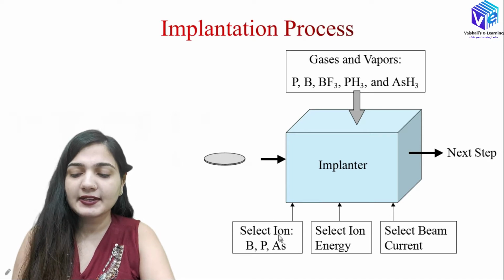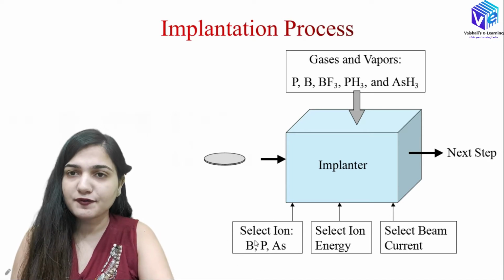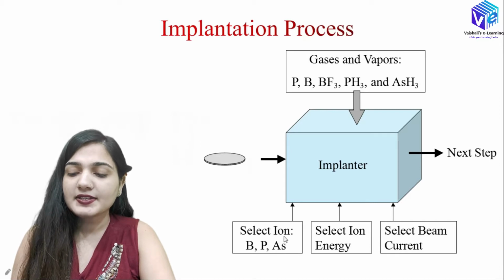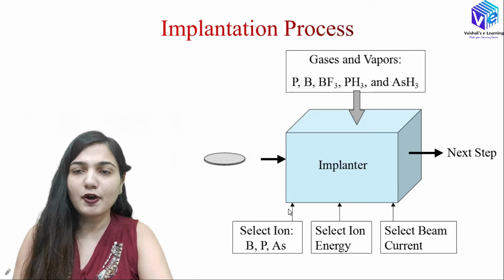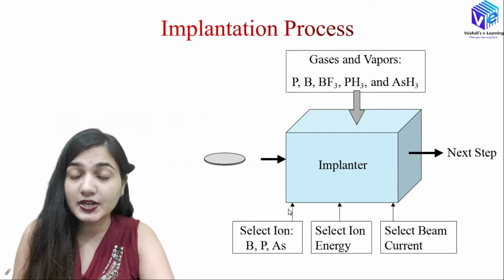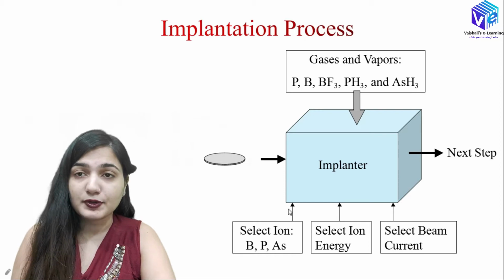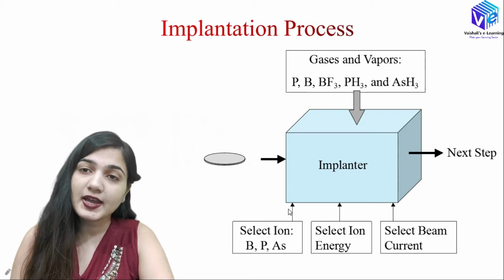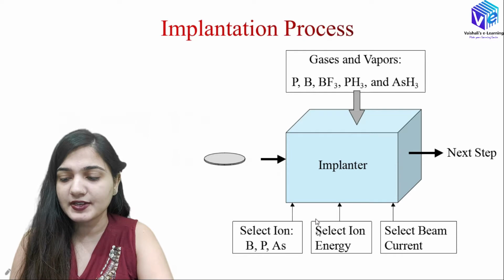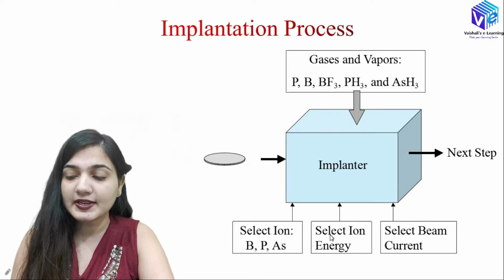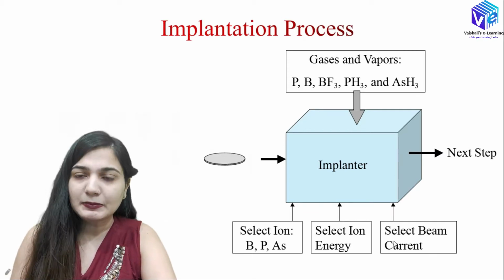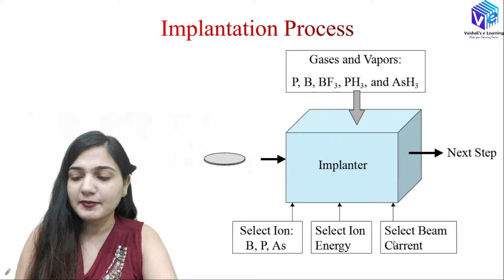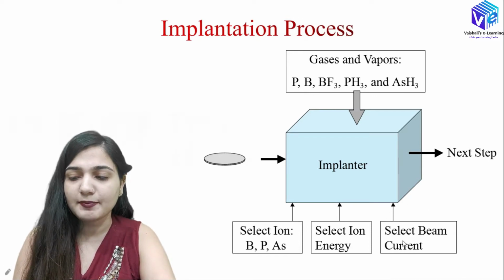So we can select any ion like boron, phosphorus or arsenic. We can send any one based upon our requirement. If I want a P type doped region, then I want boron. If I want an N type doped region, then I can use phosphorus or arsenic. Then I can select the ion energy, and then I can select the beam current. Both of them decide the doped region's depth and its concentration. All of them can be defined with the help of ion energy and beam current.